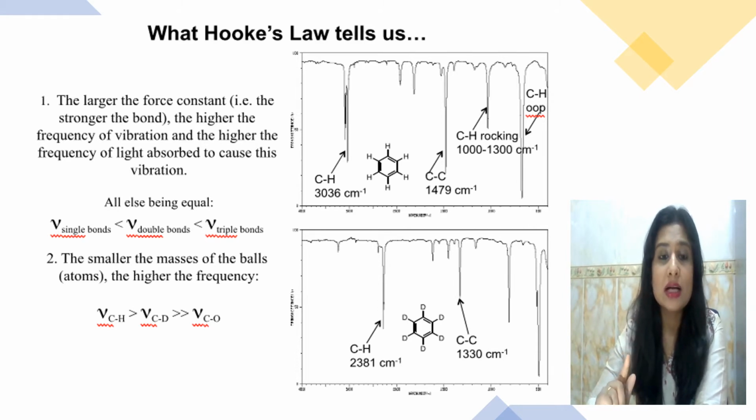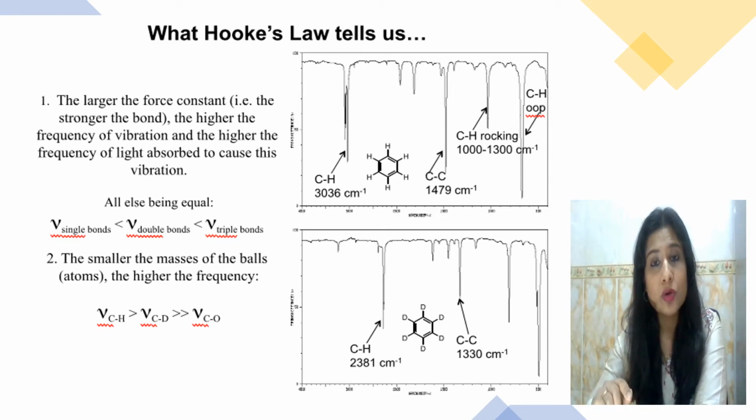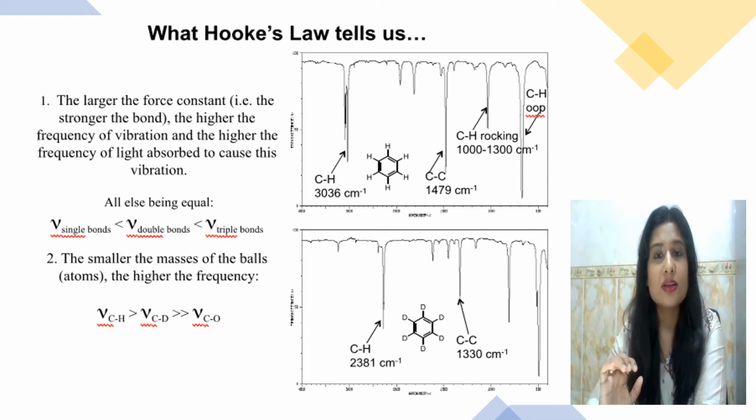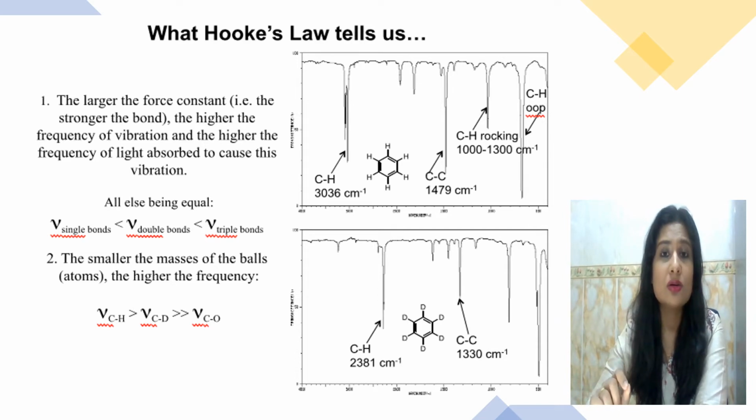Second, when we look at masses and compare, the mass of hydrogen is less compared to the mass of deuterium, which in turn is less compared to the mass of carbon. So obviously the carbon-hydrogen bond appears at higher wave number and the carbon-deuterium bond appears at lower wave number. But the carbon-carbon bond, because the masses of both atoms are highest, appears at lowest wave number when we look at the IR spectra. So this is the conclusion of Hooke's law, and this is how we can apply it when we compare the frequency of vibration of different molecules.